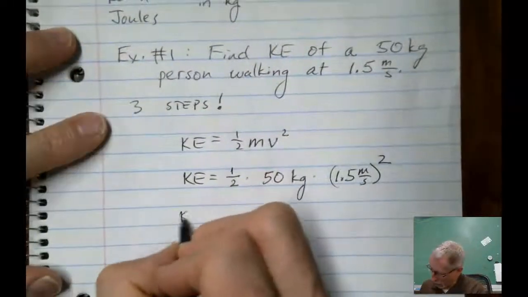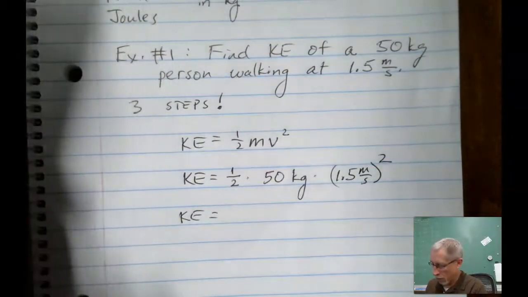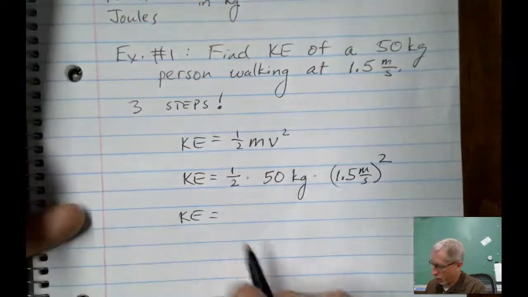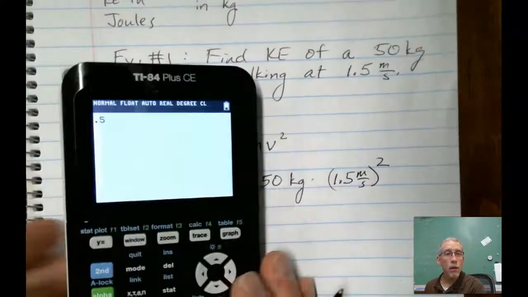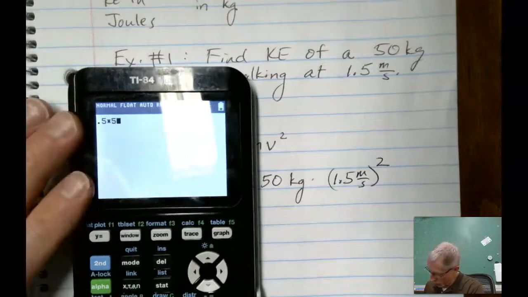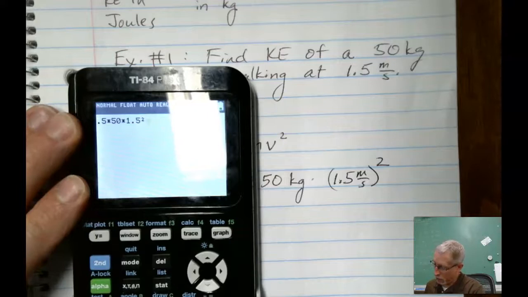And then I grab a calculator. I could probably figure this one out without, but I'm going to punch it in the calculator. For the 1/2, I'm going to put in 0.5. You can maybe see here: 0.5 times 50 times 1.5 squared. Okay.